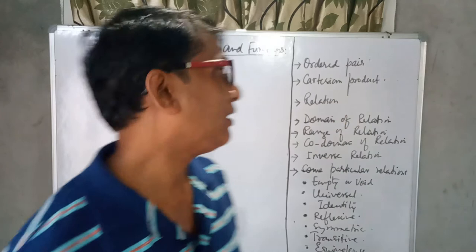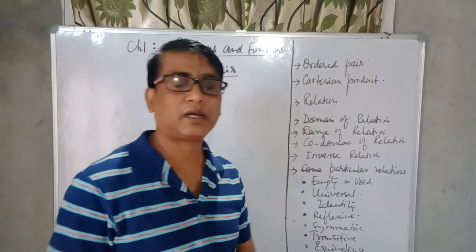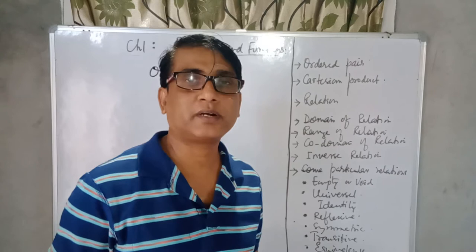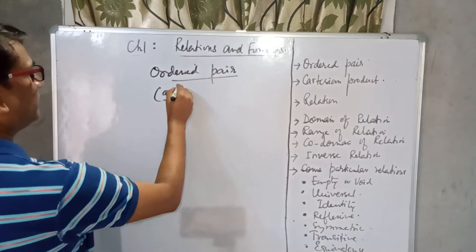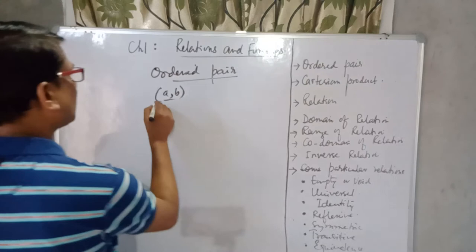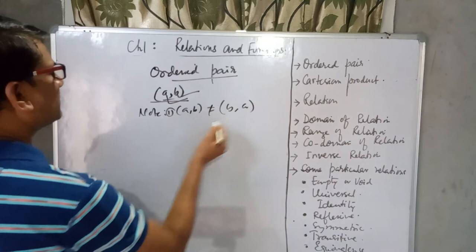So first we know about ordered pair elements. What are ordered pair elements? An ordered pair is nothing but a pair of elements listed in a specific order, separated by a comma within parentheses. Suppose A comma B, two elements are taken and listed. This is called an ordered pair. This is called the first element, this is called the second element. Note, here we have to keep in mind that (A, B) is not equal to (B, A). These are basic things, we already got it.